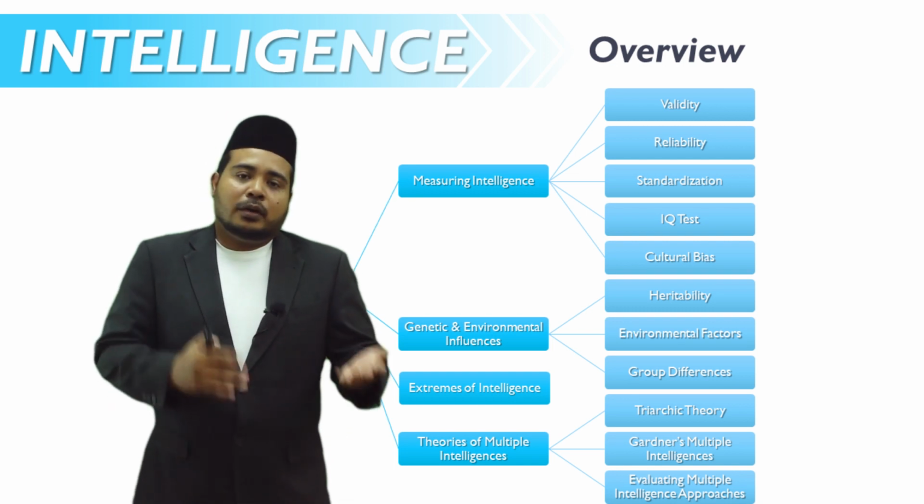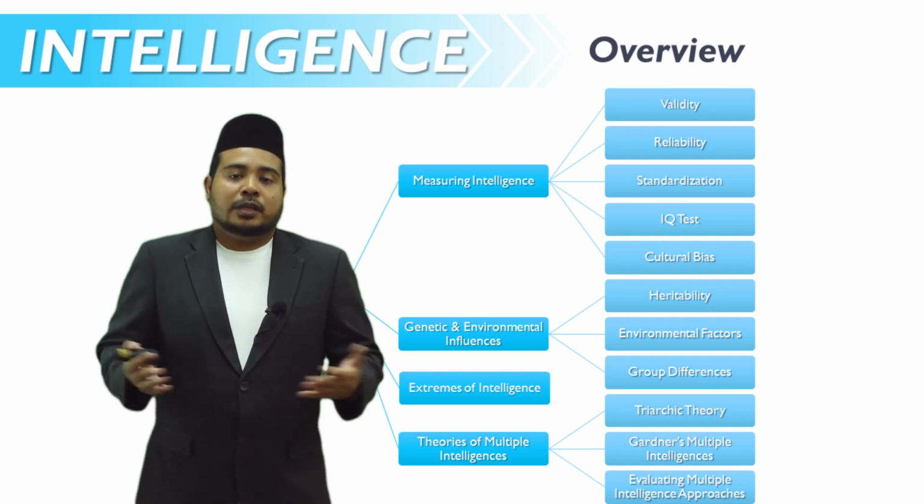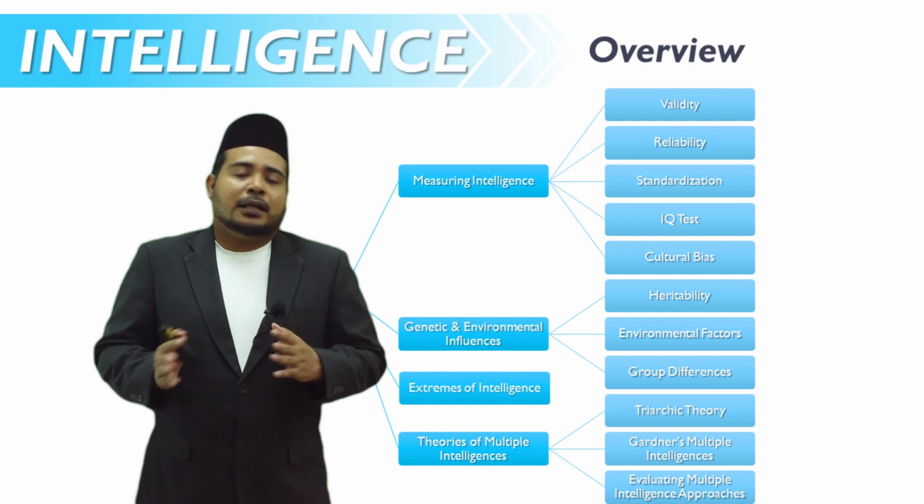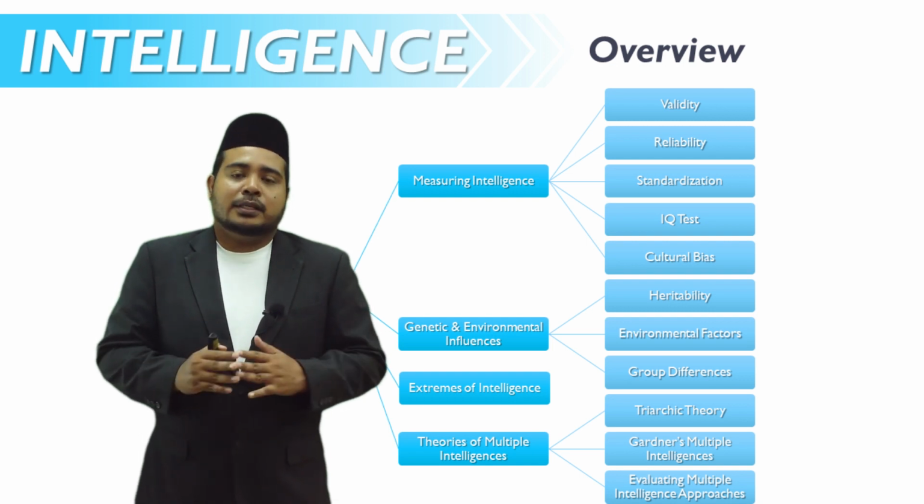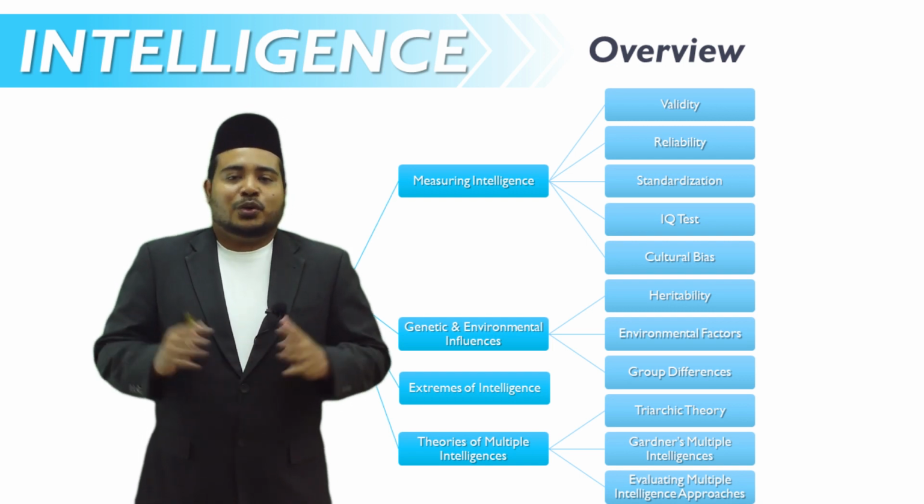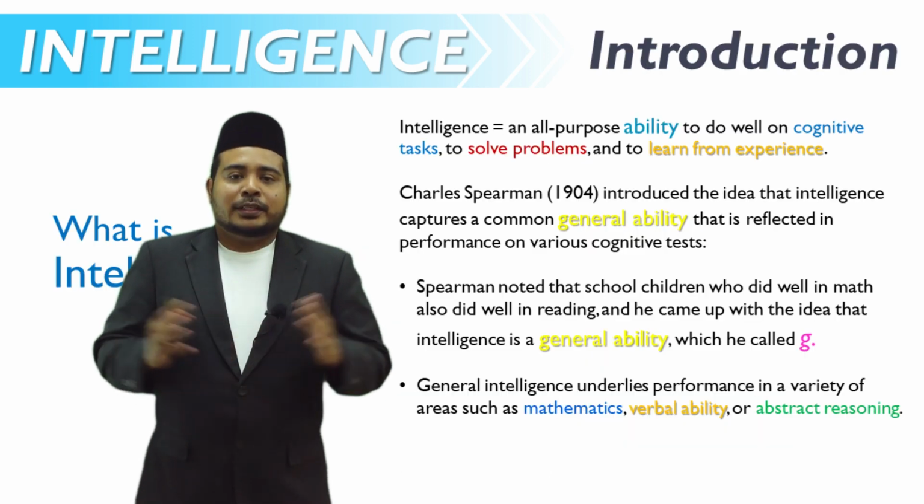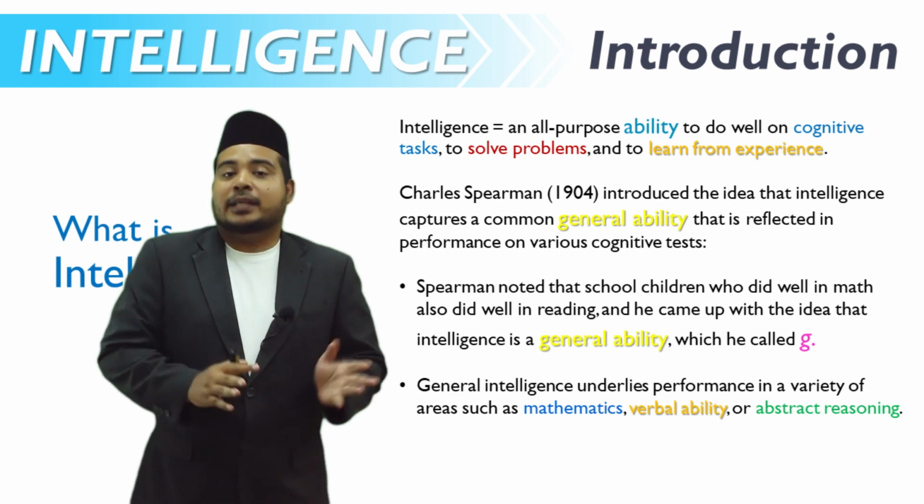And after that, we are going to discuss the extremes of intelligence. In the last part, we are going to discuss the alternative theories of intelligence under the topic of theories of multiple intelligences. Okay, before we go deeper, we need to know what intelligence is.